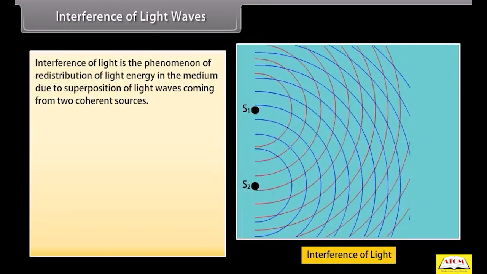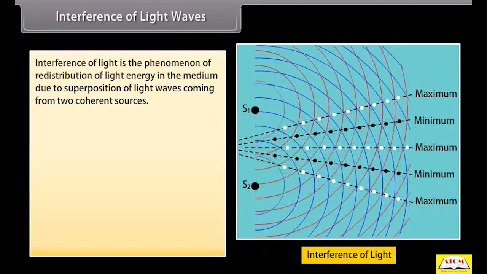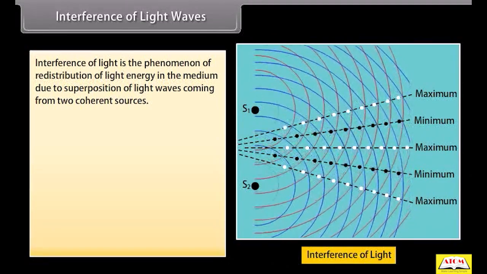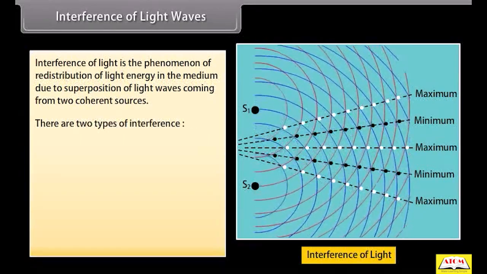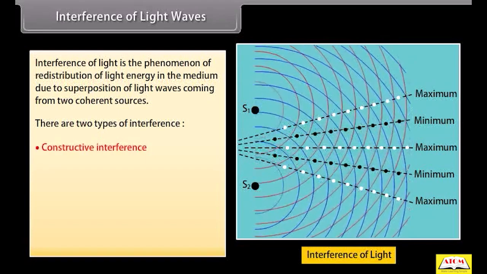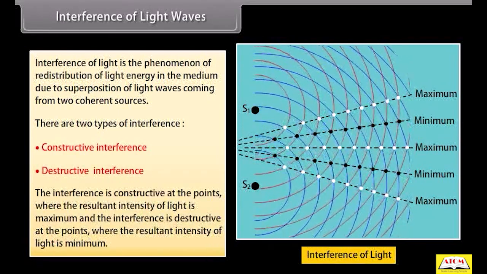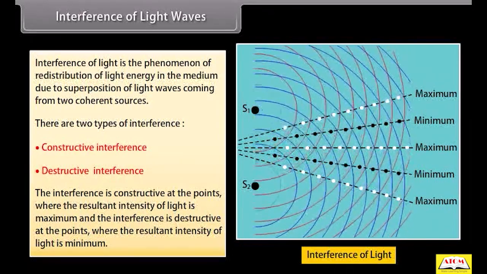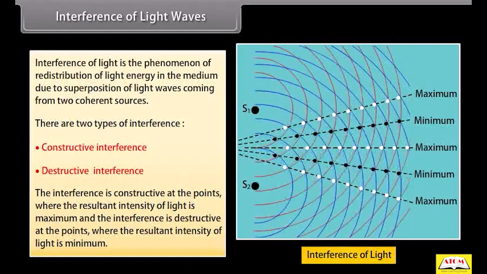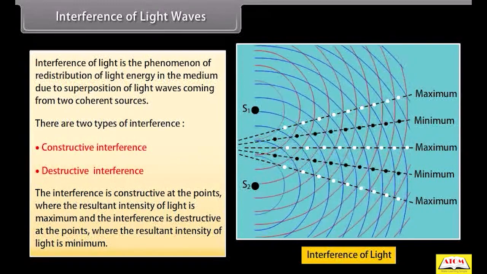Interference of light waves. Interference of light is the phenomenon of redistribution of light energy in the medium due to superimposition of light waves coming from two coherent sources. There are two types of interference: constructive interference and destructive interference. The interference is constructive at the points where the resultant intensity of light is maximum, and destructive at the points where the resultant intensity of light is minimum.